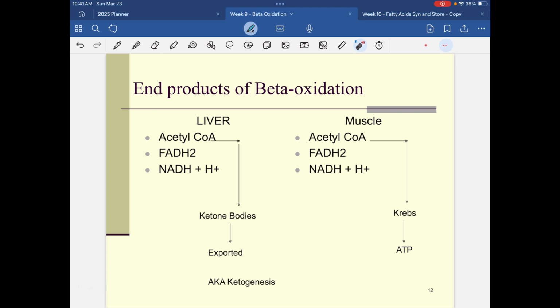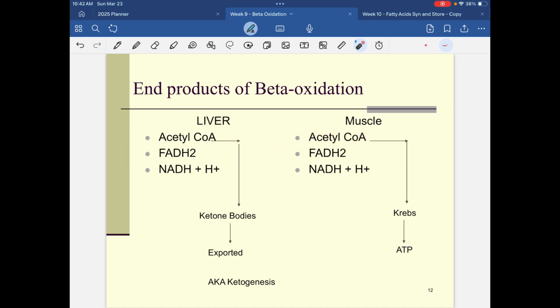So beta oxidation primarily is going to occur in the liver and the muscle. It's almost always going to be the liver and the muscle. They're going to produce the same things: acetyl-CoA, FADH2, and NADH, and an H+ ion. So different location, same product, but what we do with those products is going to change based on our location. We're always going to produce acetyl-CoA, but what are we going to do with it?